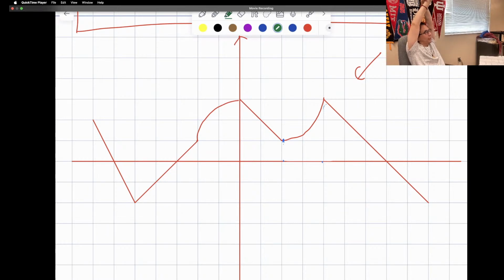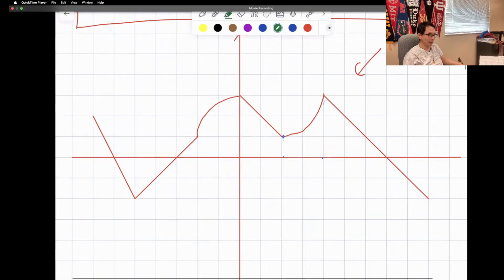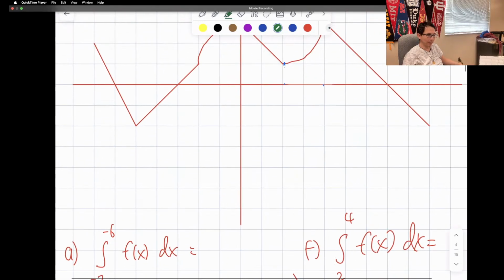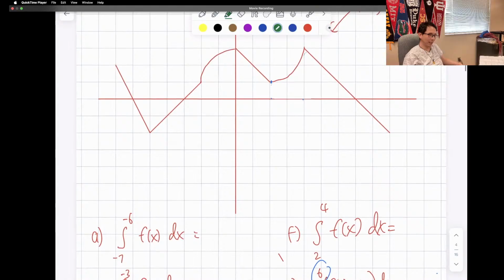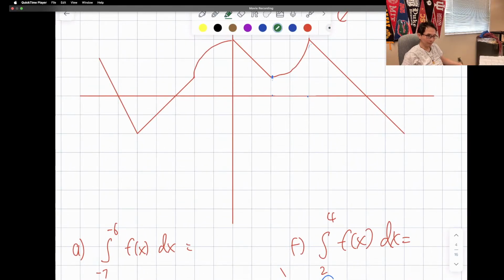So let's talk about this. I have this function, we call it f(x). All the curves there, the curvy lines, are all quarter circles. They're not something crazy. It's very easy to evaluate. Now the first question I'm going to ask some students, to start with, is what's the integration from -7 to -6?